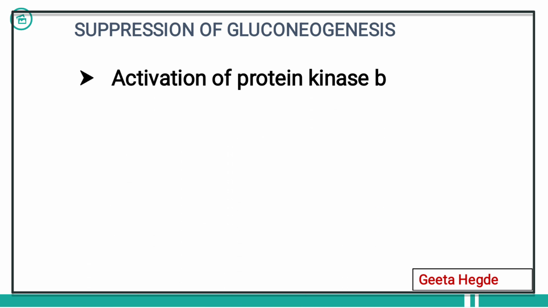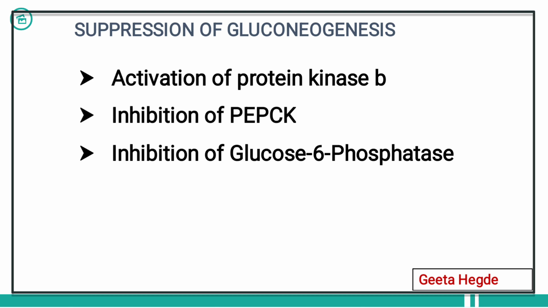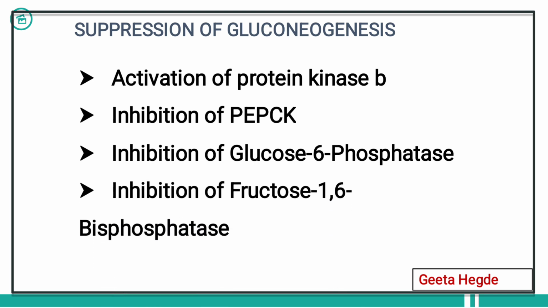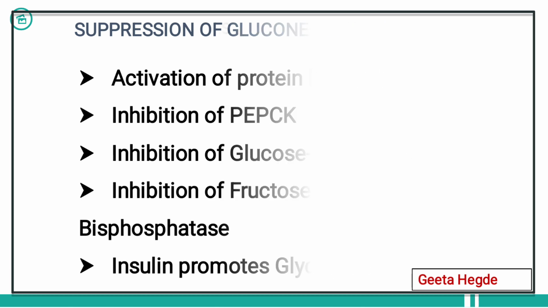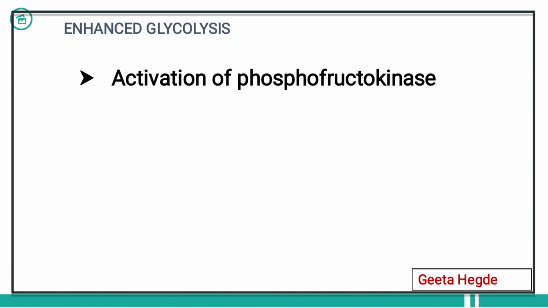The suppression of gluconeogenesis again occurs in the following steps: activation of protein kinase B, inhibition of PEPCK, which is phosphoenolpyruvate carboxykinase. The third step is inhibition of glucose 6 phosphatase. Fourth is inhibition of fructose 1,6 bisphosphatase. Thus, insulin promotes glycolysis, which is again the fifth step. How does it promote glycolysis?